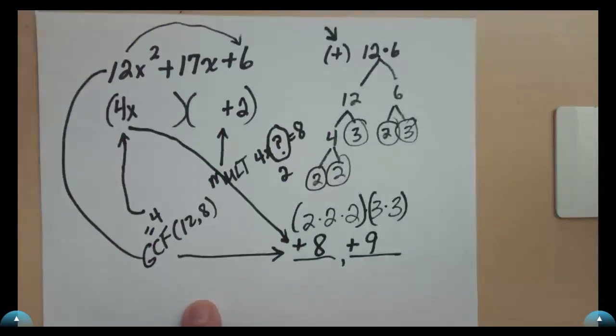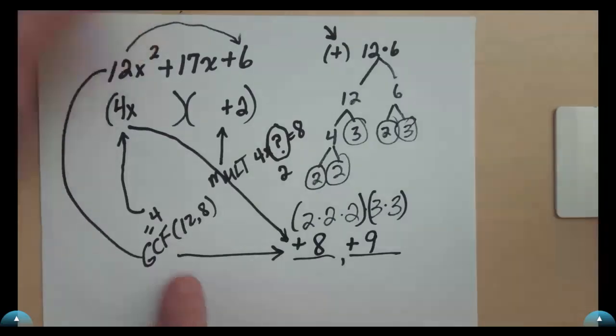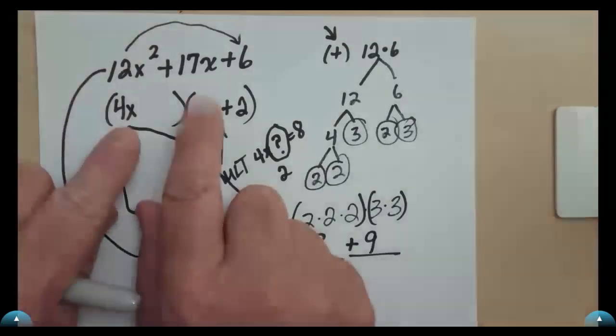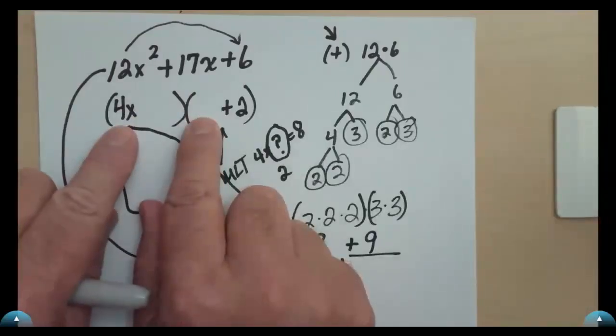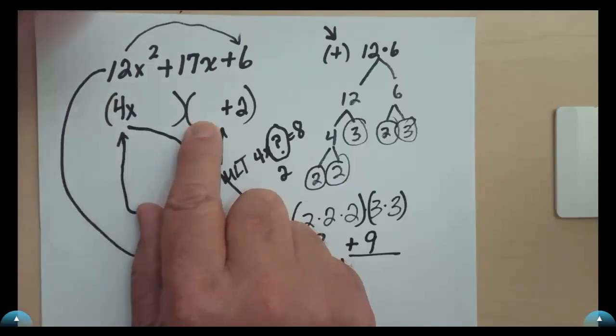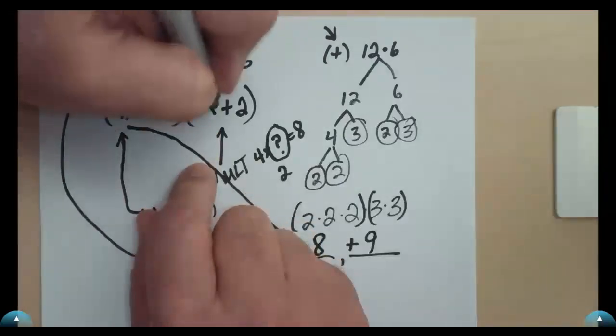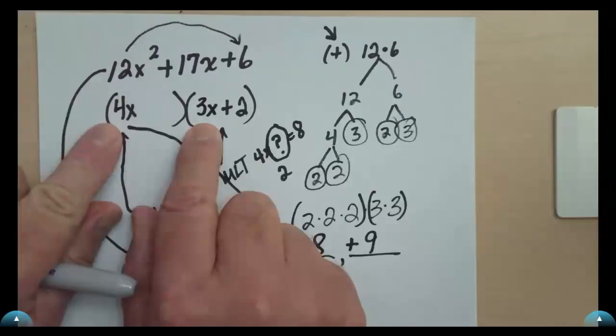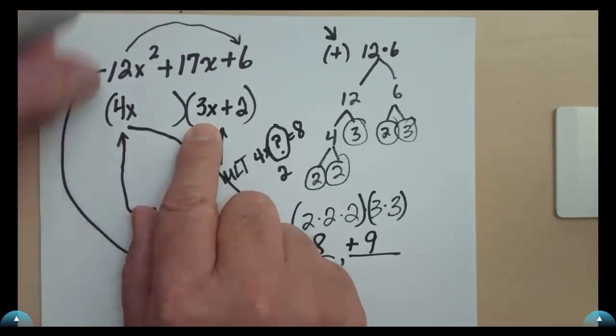And those are the kind of key terms to this whole thing. Everything else now will fall into place if you just think about what we're doing, because we know that the first terms here, these two first terms, have to multiply to be 12x squared. So do y'all see that if this one is 4x, this one has to be 3x, because they have to multiply to be 12x squared.